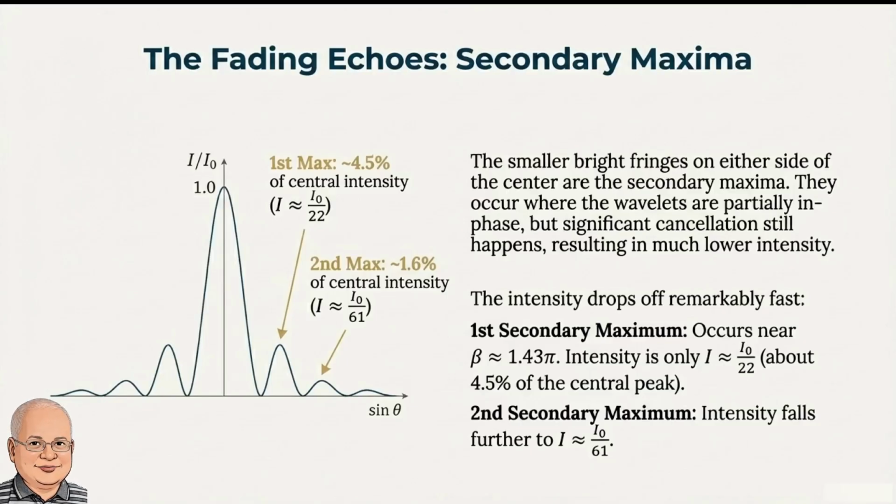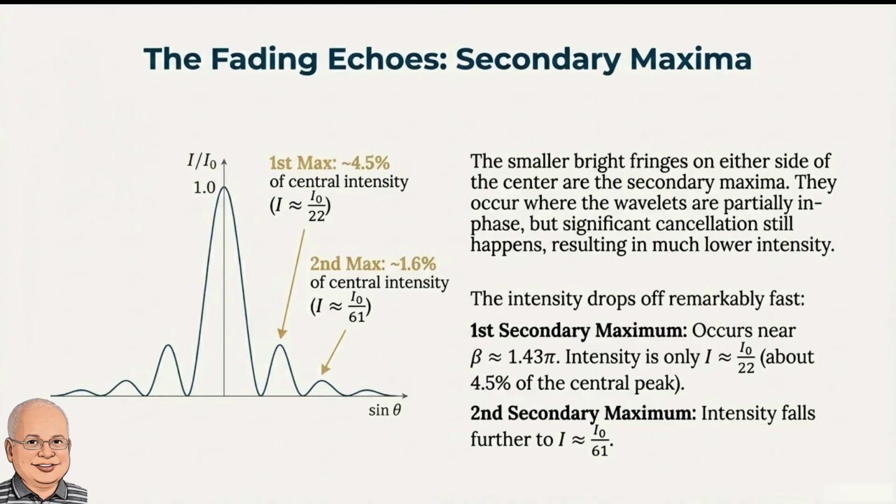Then the fading echoes are the secondary maxima. Let us consider them. We know the first maxima is I approximately I0 by 22, second maxima I approximately I0 by 61, etc. So the first maxima is approximately 4.5% of the central maxima. The second maxima is approximately 1.6% of the central intensity.